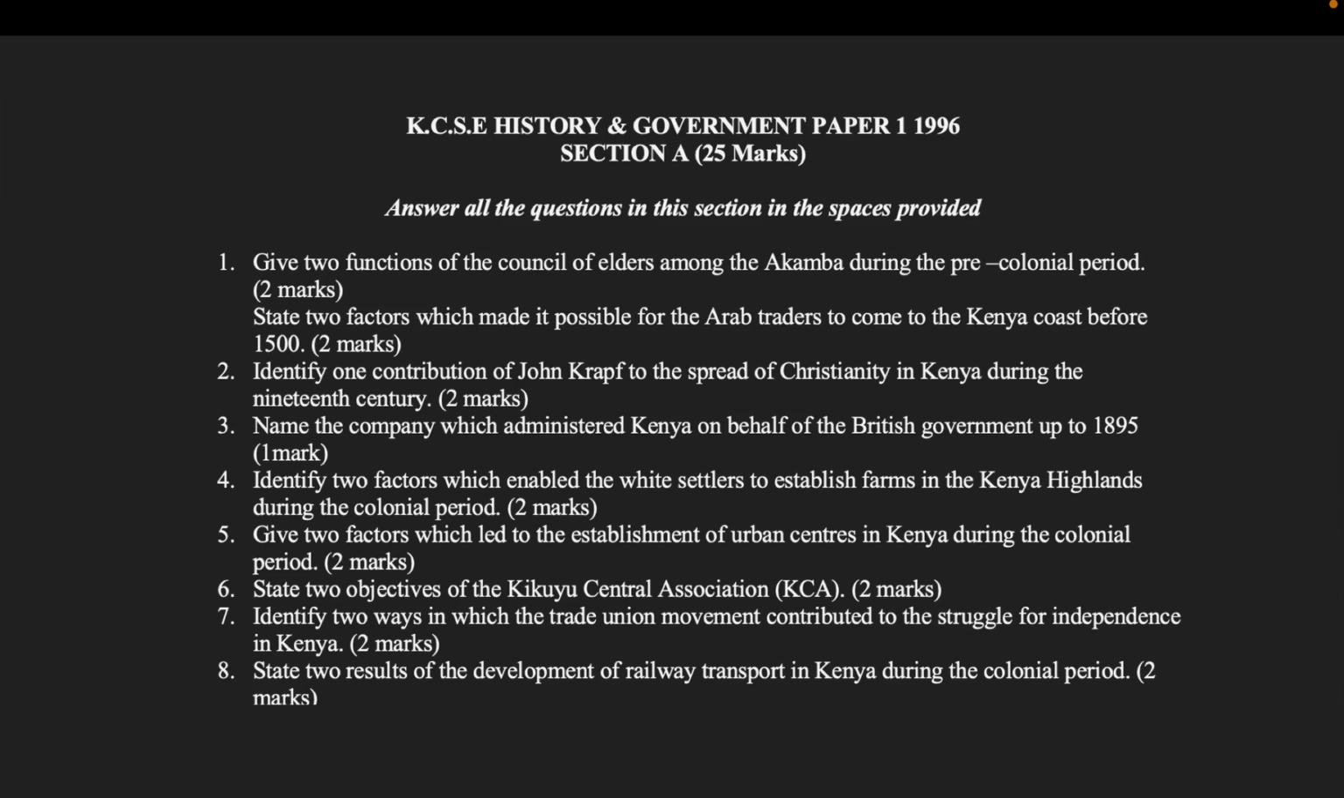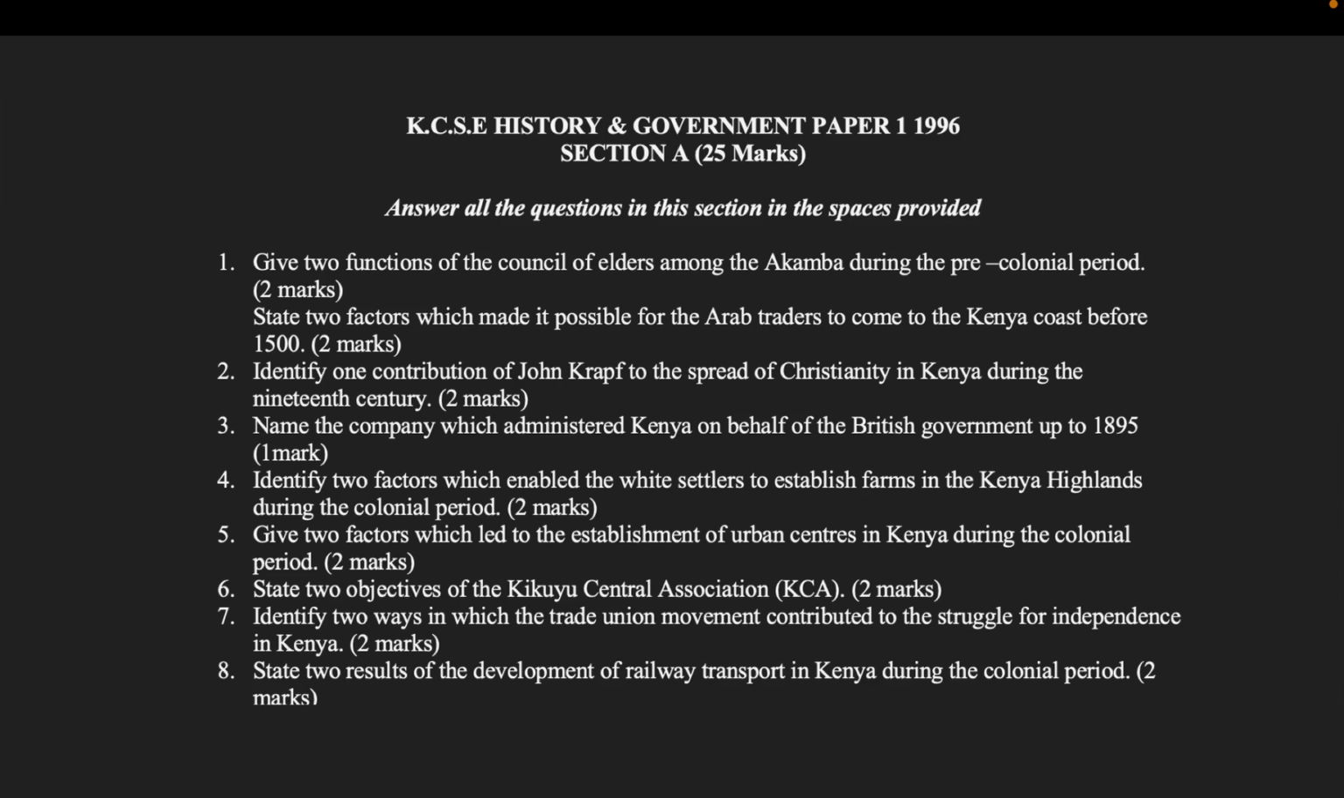Favorable climate, adequate rainfall and temperature. Availability of transport, especially the railway and the feeder roads. Fertility of the soil. 6. Give two factors which led to the establishment of urban centers in Kenya during the colonial period.